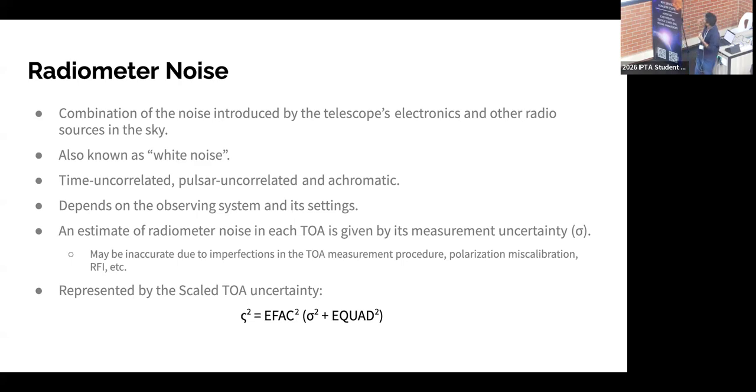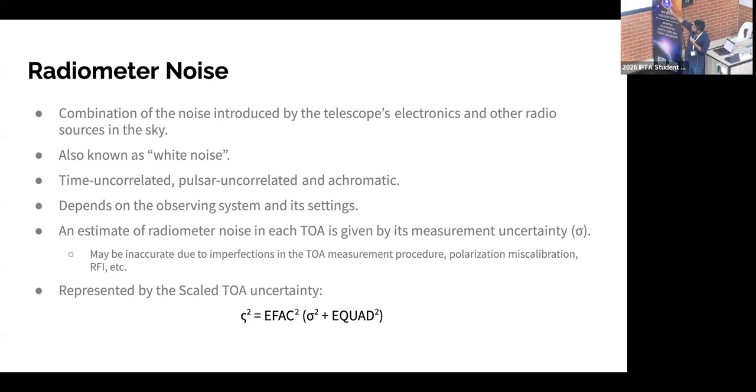Anyway, so this is time uncorrelated, pulsar uncorrelated and achromatic. That basically just means that it has no frequency dependence, no time dependence, and it also does not really care about what pulsar you are looking at. But it is in part produced by your telescope electronics, so it depends on your observing system and its settings.